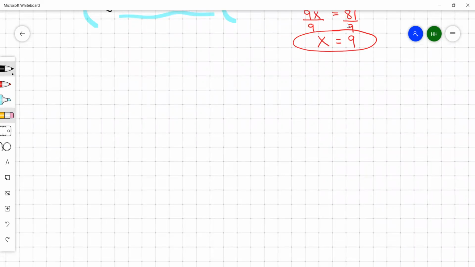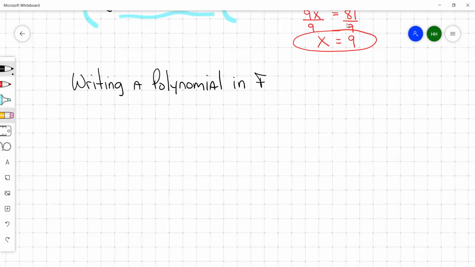Today, you are going to be writing a polynomial in factored form. So, it's going to be the first part of your assignment today. When you're writing a polynomial in factored form, the question that they're going to ask you is going to be: write each polynomial in factored form, check by multiplication.